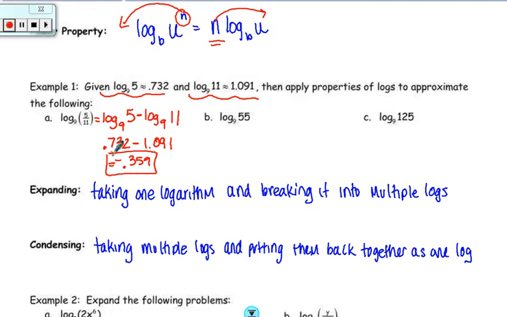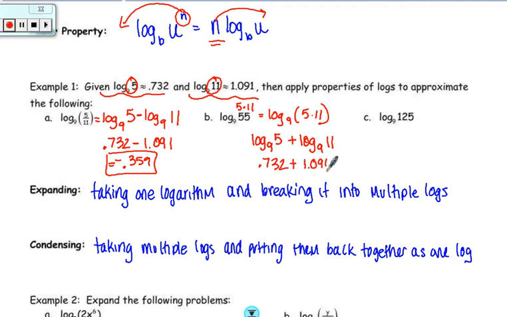All right, so figuring out what log base 9 of 55 is. Well, what's another way to write 55 using a 5 and an 11? I know 5 times 11 is 55. So if I wrote this as log base 9 of 5 times 11, how do you split up multiplication? Multiplication is the same as addition. So log base 9 of 5 plus log base 9 of 11. 0.732 plus 1.091 gives me 1.823 as my answer.